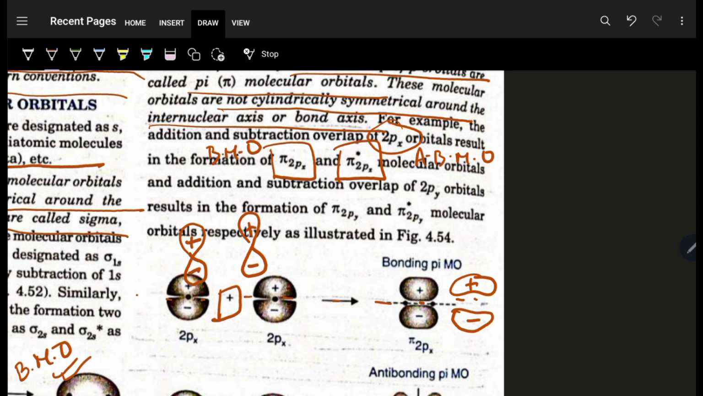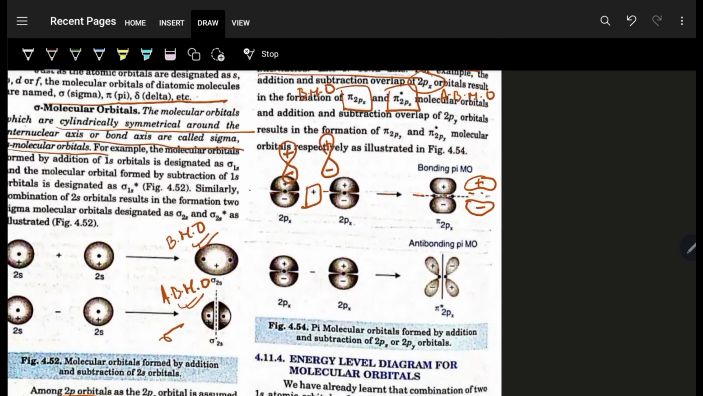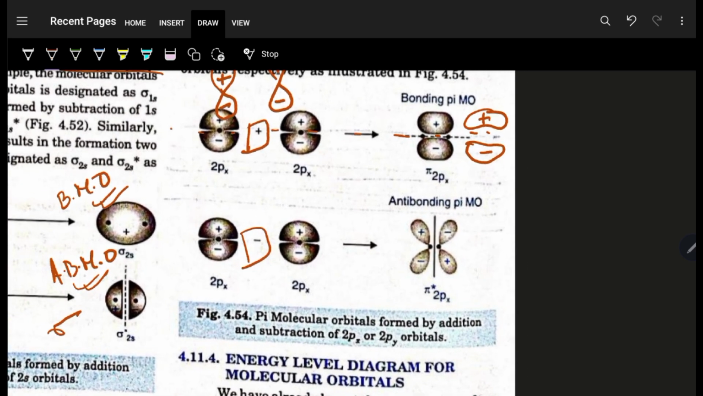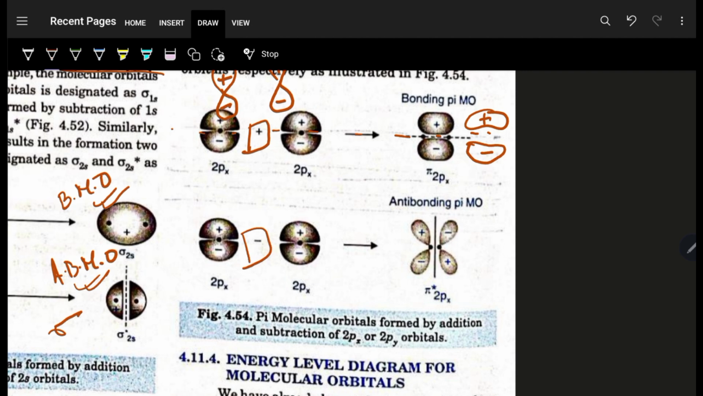For anti-bonding pi molecular orbital, it will be a subtraction overlap. And what will happen? There will be repulsive interaction. No. So the lobes you can see, they are almost repulsing, as if they are repulsing from each other. Since it is anti-bonding, if you make a plus here, you have to make a negative symmetry here in order to show the opposite symmetry for anti-bonding molecular orbital.